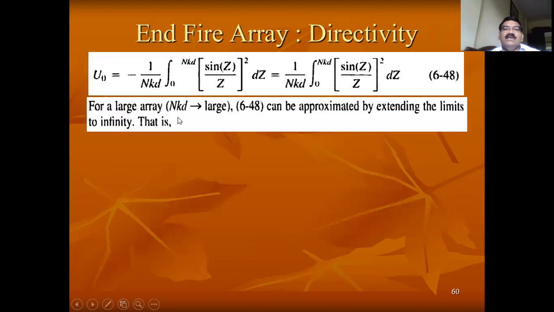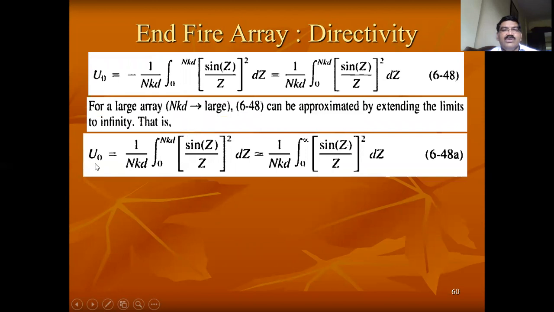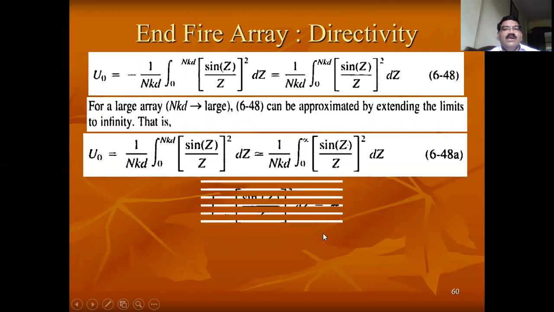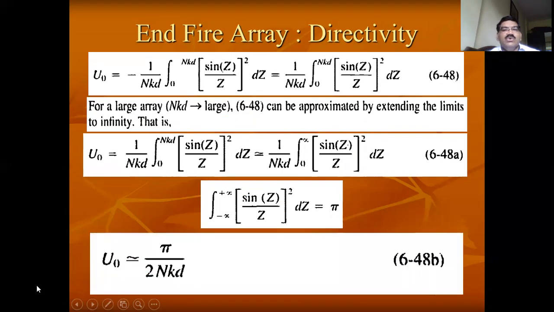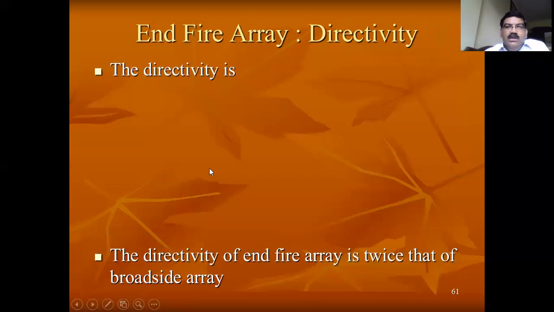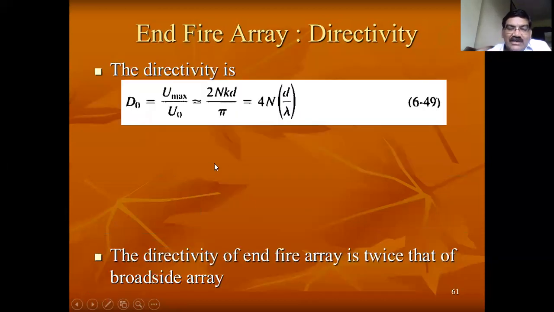For the large array, similar to the previous case, we can make some approximation. By this approximation you will get this value. Again, you can take the limits from minus infinity to plus infinity. So it comes to pi, and U0 is approximately equal to pi upon 2 N kd. So this is the value of U0, and the directivity is given by this. This is the proof.